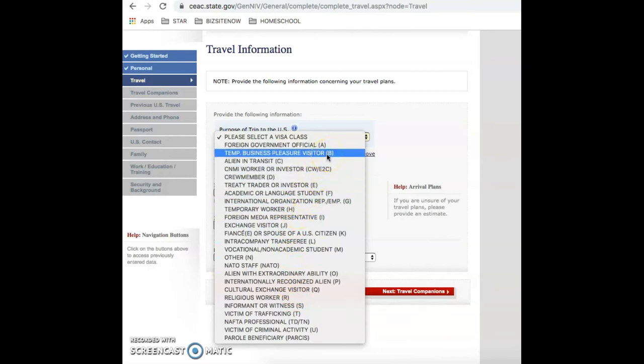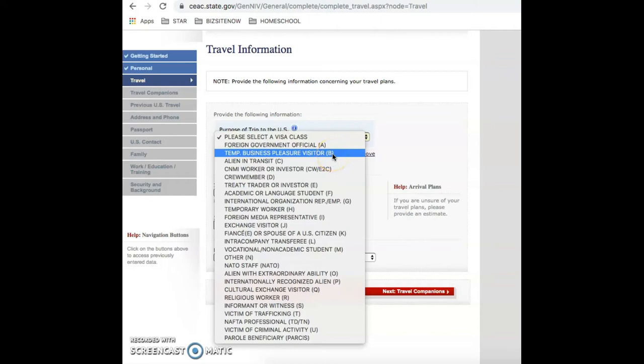Because as stated namin, sa una pa lang sa video namin, yung purpose ng visa nito is yung B1 visa is for tourists. Kung immigrant visa or kung working visa, this does not apply to you. This is only for those who want to take a vacation in the US or mag-visit sa mga relatives.